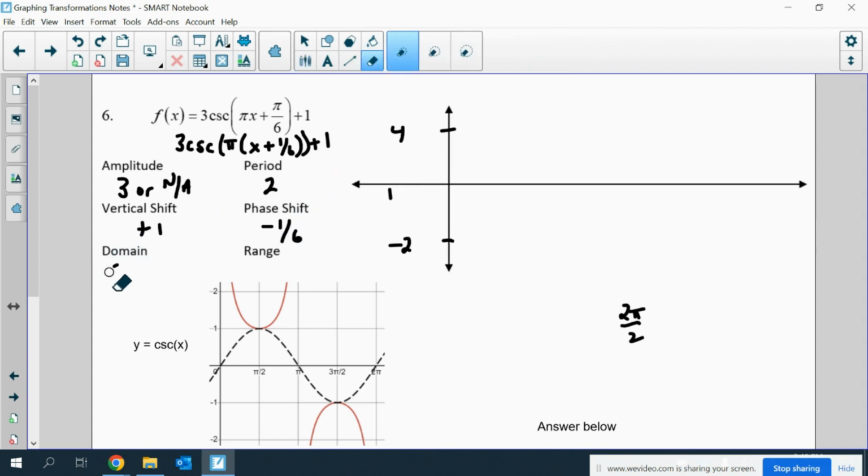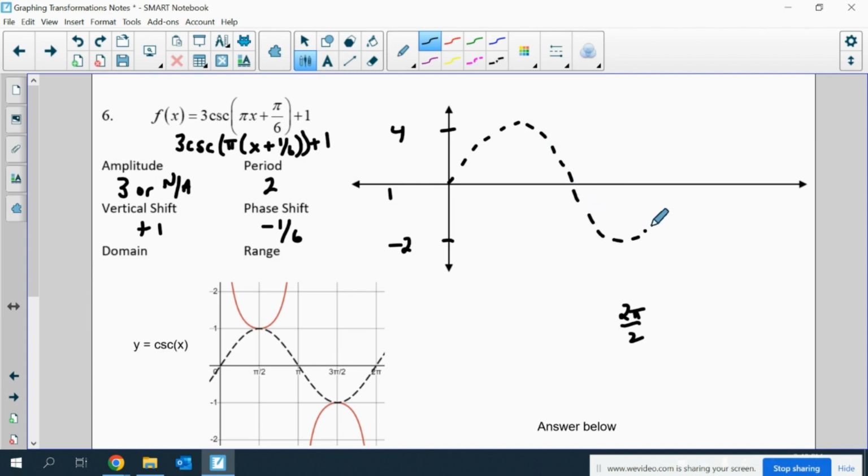Then we'll deal with the domain and range in a minute after we draw it, so it's probably easier to just draw it. So here's my sine graph. So cosecant is going to look something like this. I'm going to have some asymptotes.